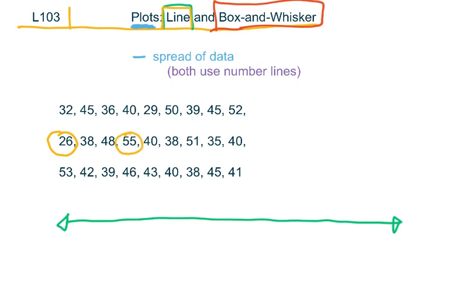I do that to help me decide where my number line should start. Because my lowest is 26 and my highest is 55, and I'm going to keep things kind of blocky, that first tick mark is going to be 25. Then I'm going to go in increments of 5: 30, 35, 40, 45, 50, and 55. Those are pretty evenly spaced.